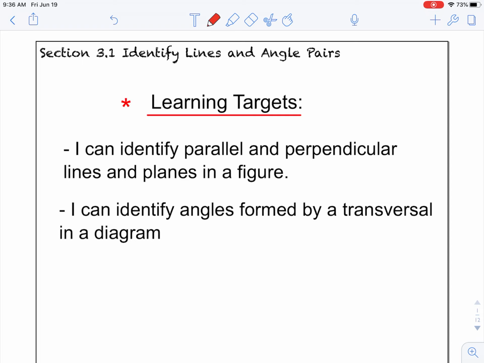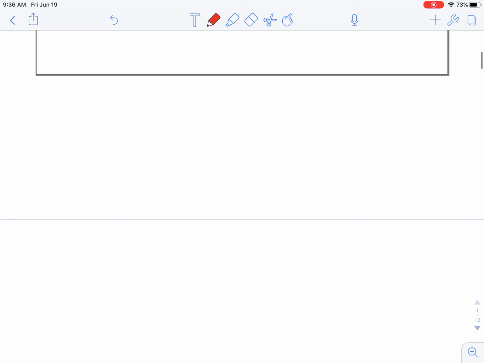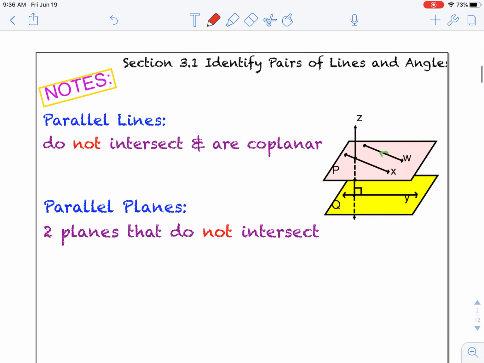Section 3.1, identify lines and angle pairs, so pairs of lines and angles. We are going to look at parallel and perpendicular lines, and we are also going to look at the names of angles that are formed when we cut some parallel lines, or lines in general, by a transversal. So here's where we begin.